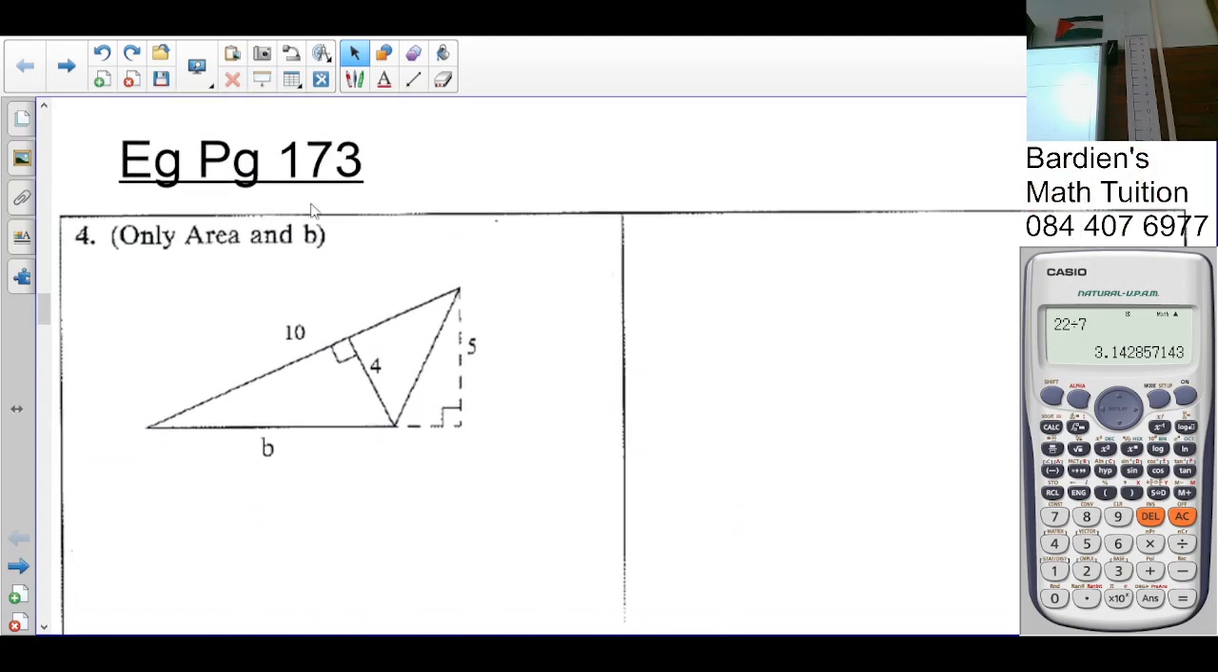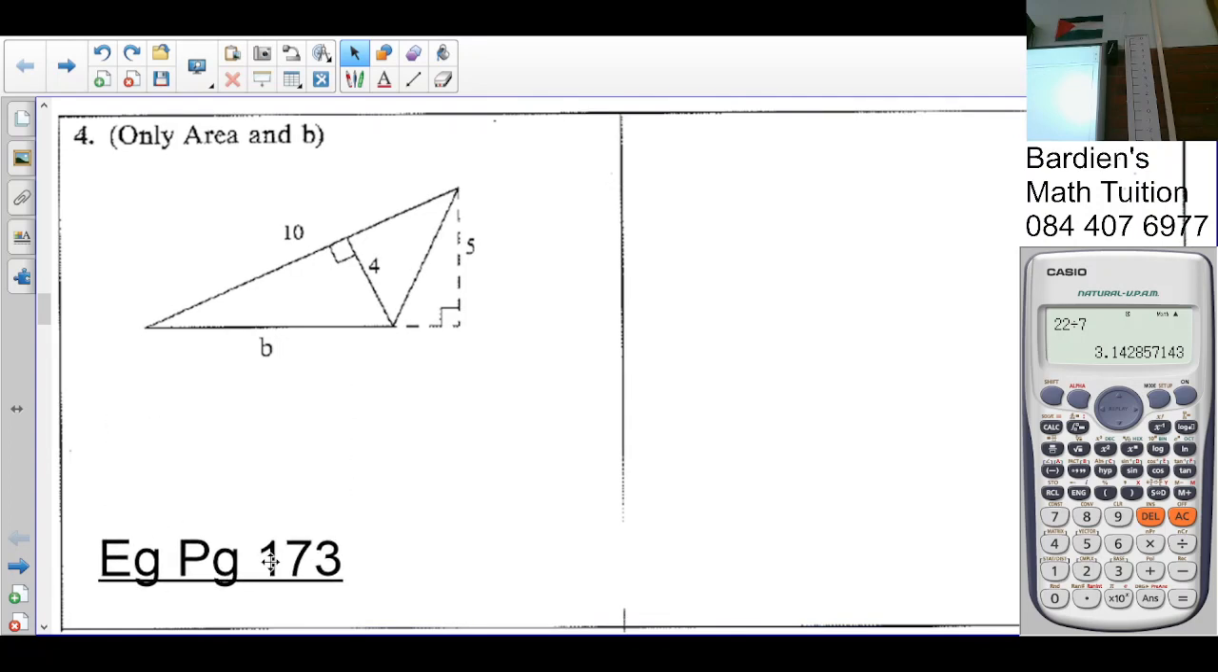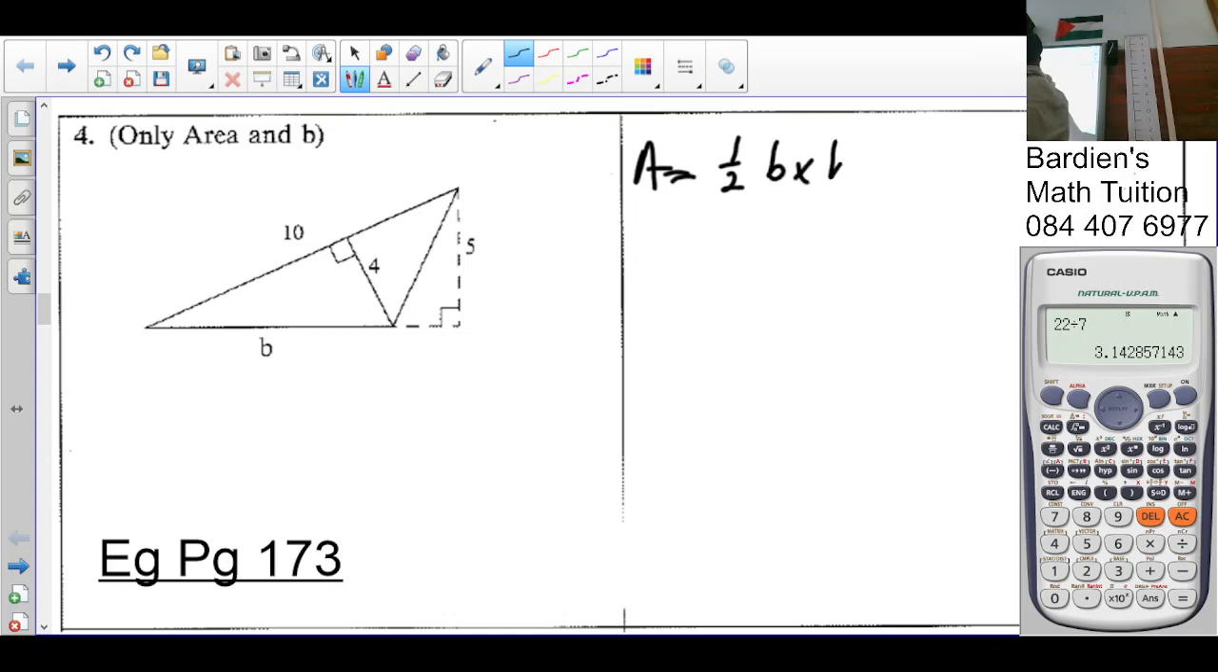The next one is number 4. It says area only. Okay, and B. Now it says area only. How do you calculate the area of a triangle? Half base times perpendicular height. Now if this is your base, then what's your perpendicular height? 5. But we don't have B. So I can't work that out at this point.